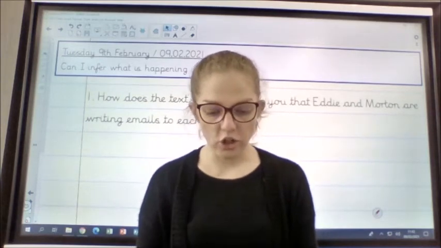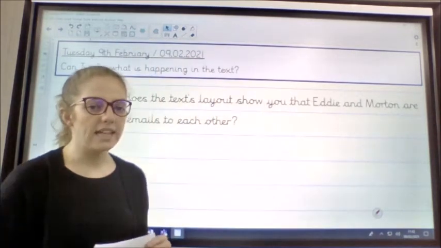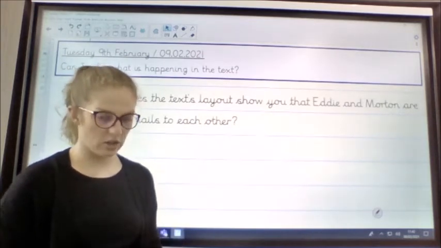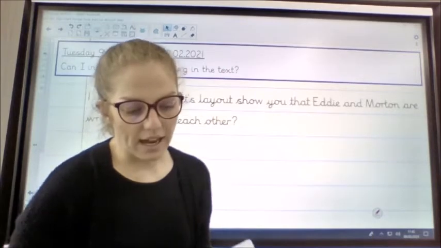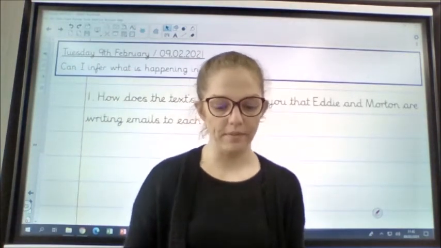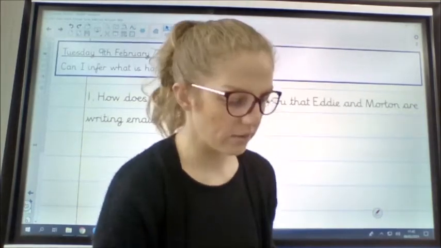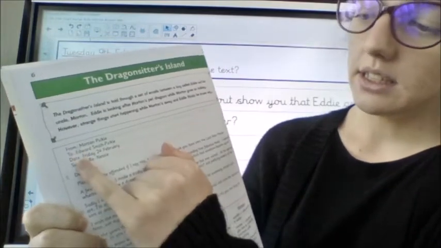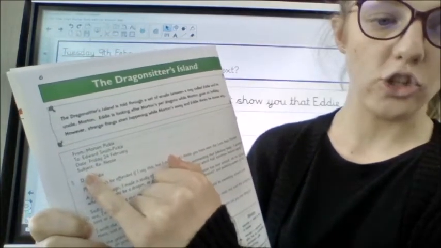Okay, so question 1 says, how does the text layout show you that Eddie and Morton are sending emails to each other? Now, I would have a look very carefully at each email. Now I can see straight away that it says from, to, the date and the subject.